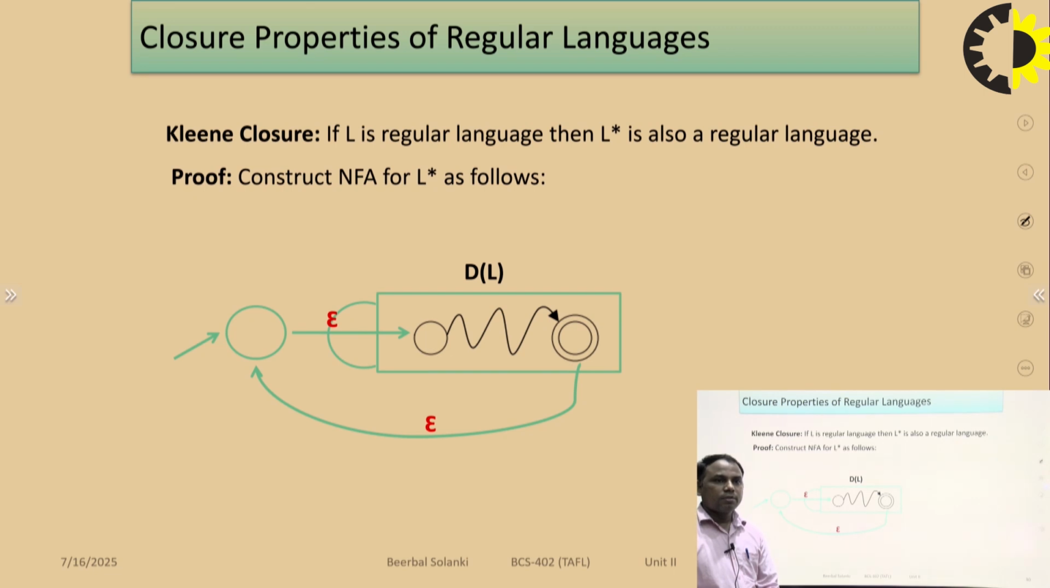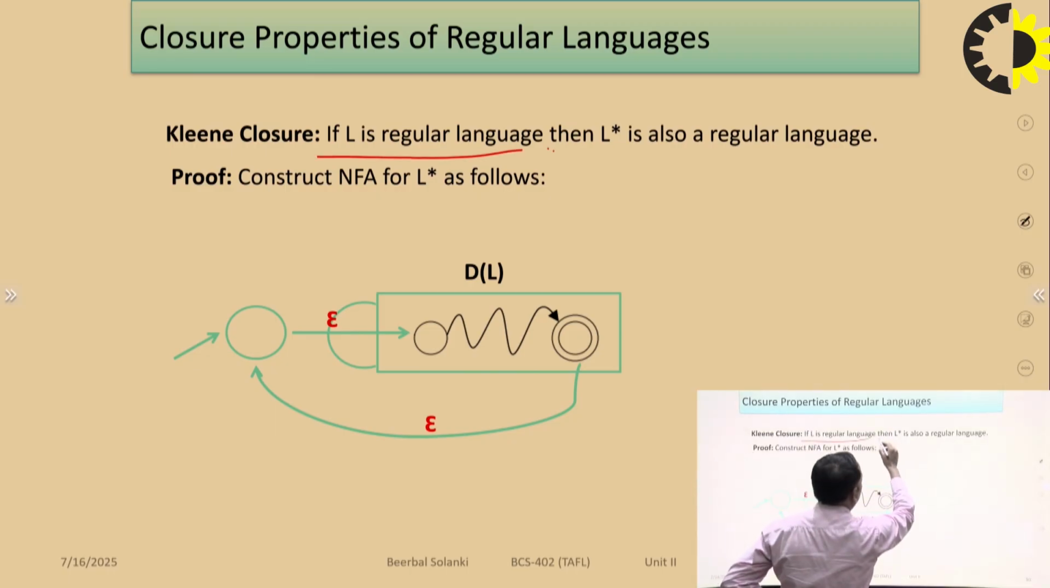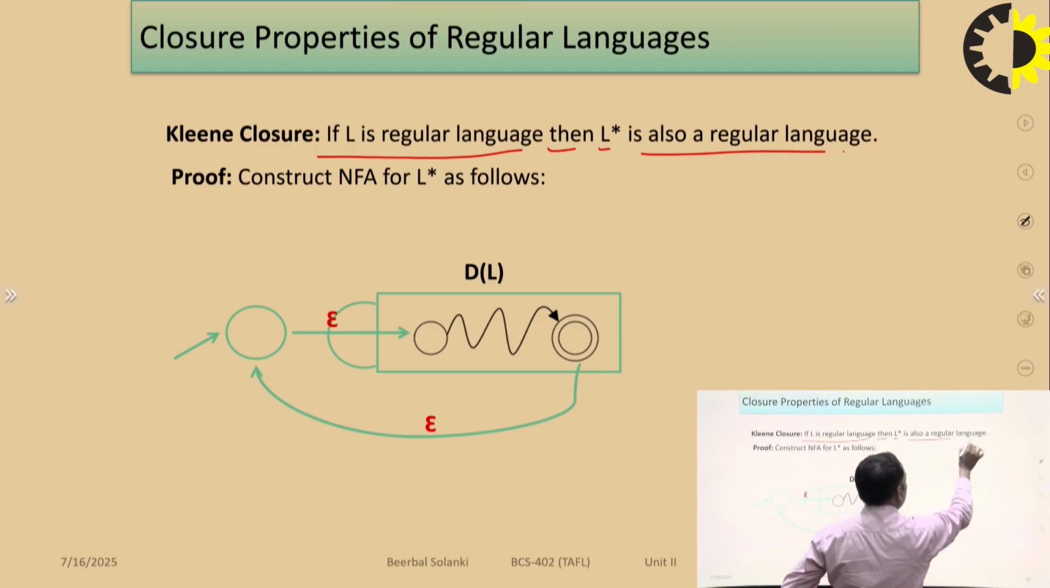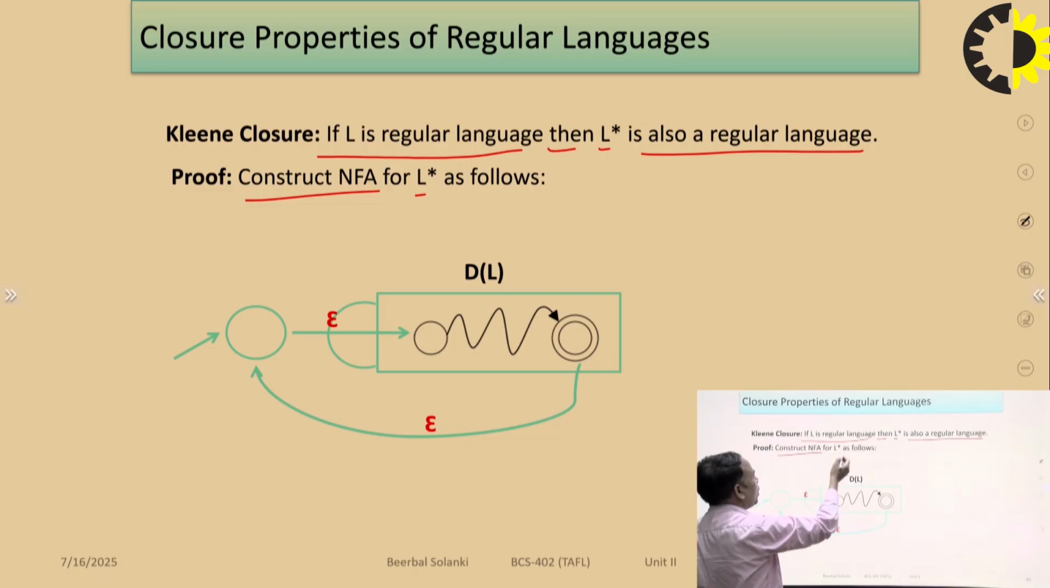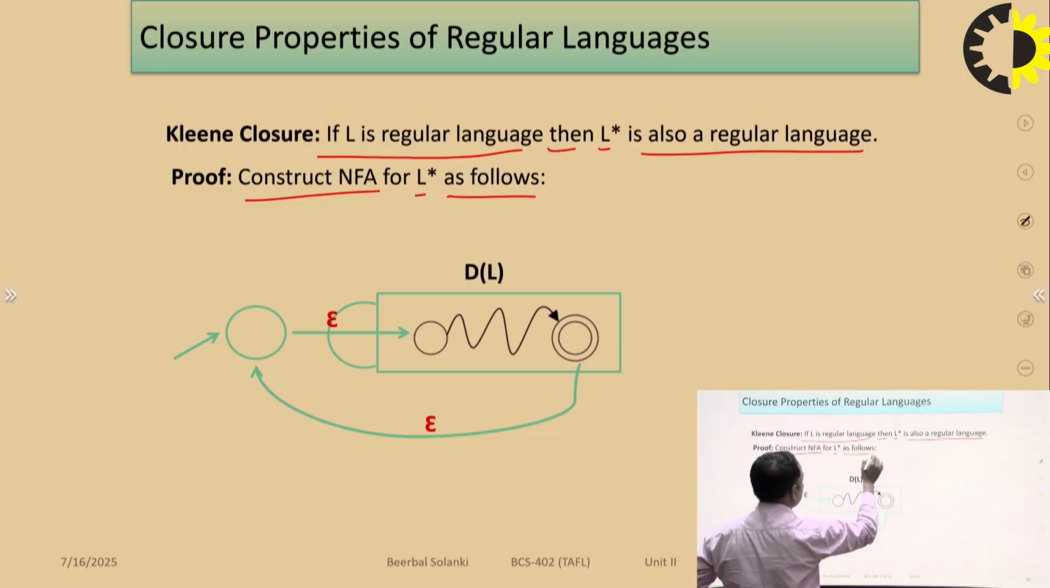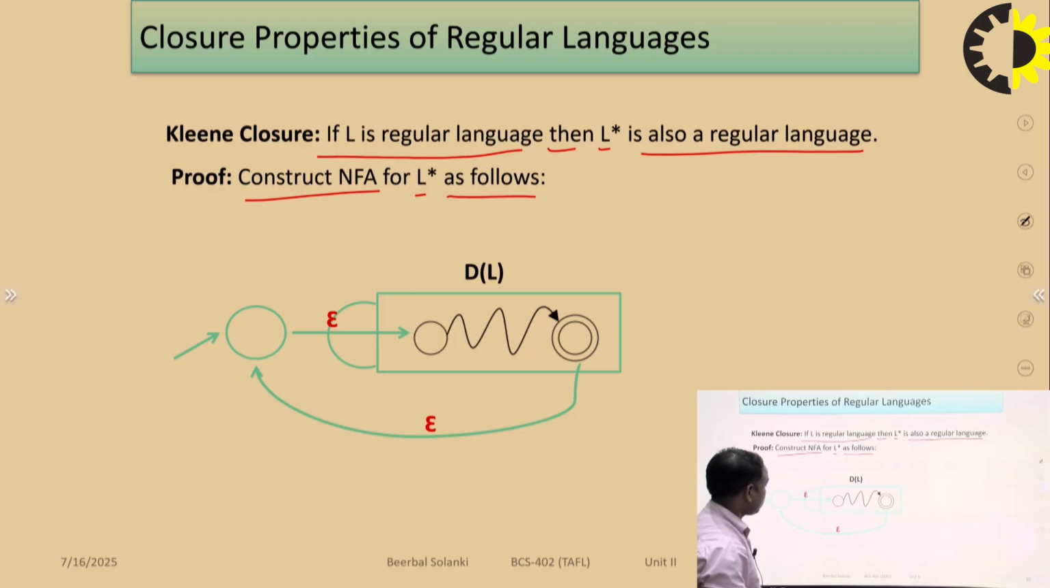Now we discuss the next property, that is Kleene closure. Suppose L is a regular language, then the Kleene closure of L is also a regular language. Proof: construct an NFA for L star as follows, with epsilon transitions, and then the language, and then epsilon also here.